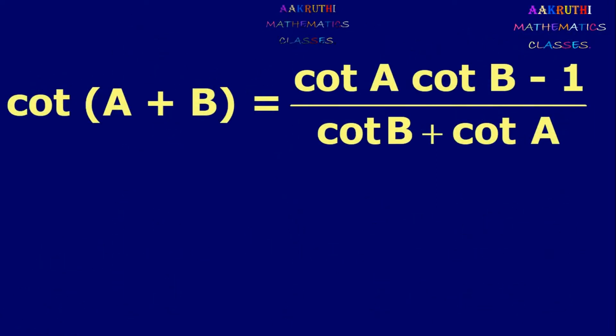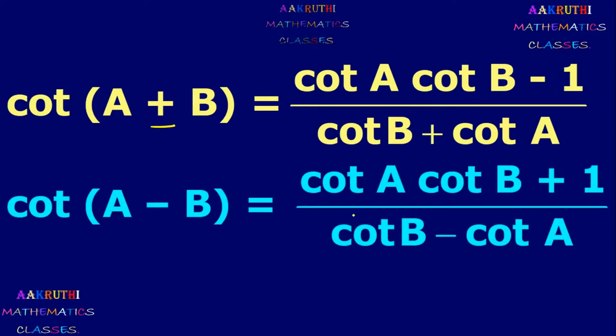And the next formula, cot of A plus B. Cot of A plus B is cot A cot B minus 1 divided by cot B plus cot A. Here we are writing cot B first. Why? Because in cot A minus B we get cot A cot B plus 1 divided by cot B minus cot A. So here it is cot B minus cot A, and here cot B plus cot A. Therefore cot A plus B is cot A cot B minus 1 divided by cot B plus cot A, and cot A minus B is cot A cot B plus 1 divided by cot B minus cot A.